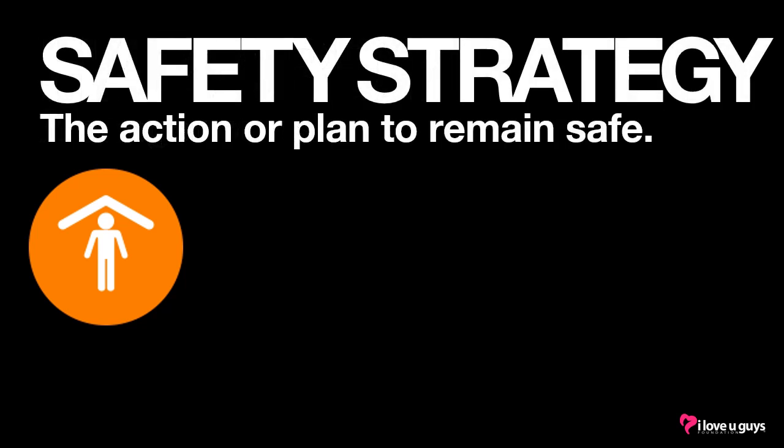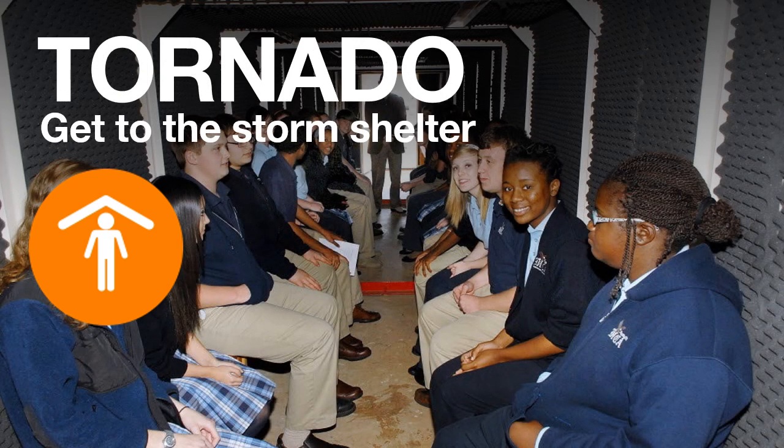Your safety strategy is what you do in response to the hazard. Public address might be just the hazard and safety strategy. Or it could be shelter for the stated hazard using the stated safety strategy. In either case, we repeat it. For example, tornado, get to the storm shelter. Tornado, get to the storm shelter.